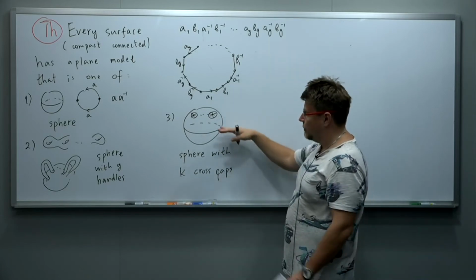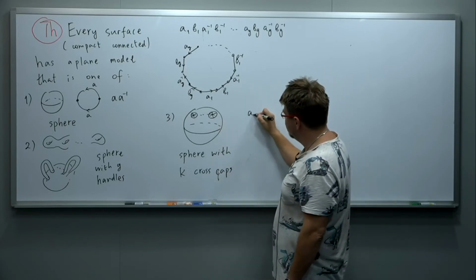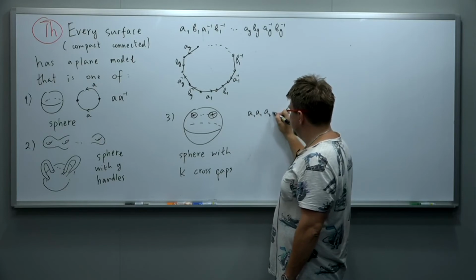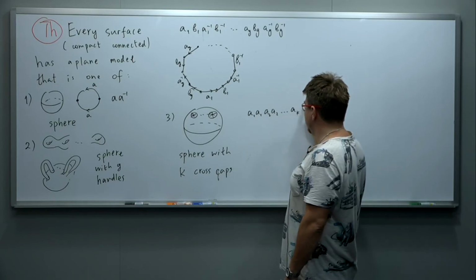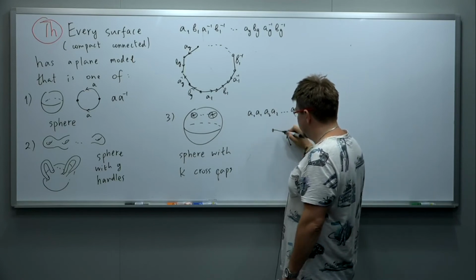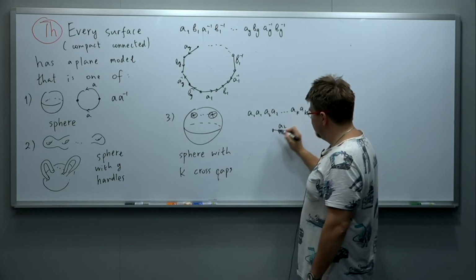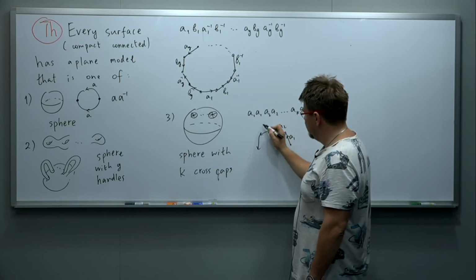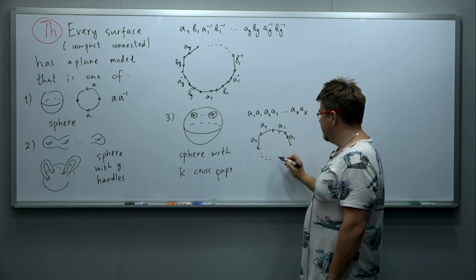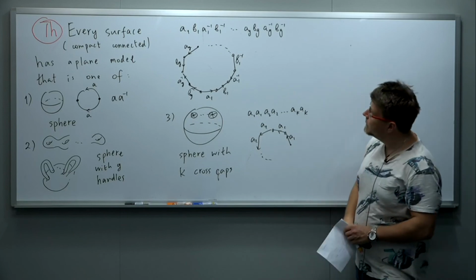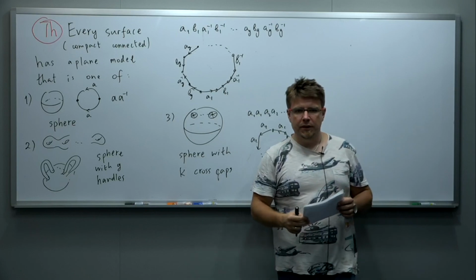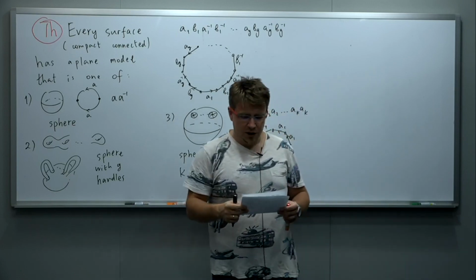And the plane model for the sphere with K cross caps looks like this. It's going to be something like A1 A1 A2 A2, and so on, up to AK AK. So if this is A1 A1, then there's going to be A2 A2, and so on. Alright, so I hope it is clear. So this is how we formulate the main theorem of classification of surfaces.